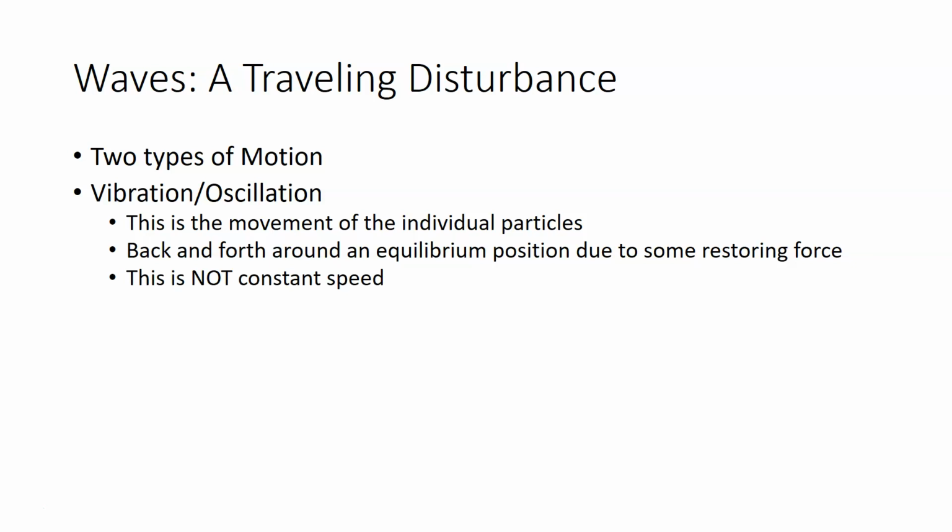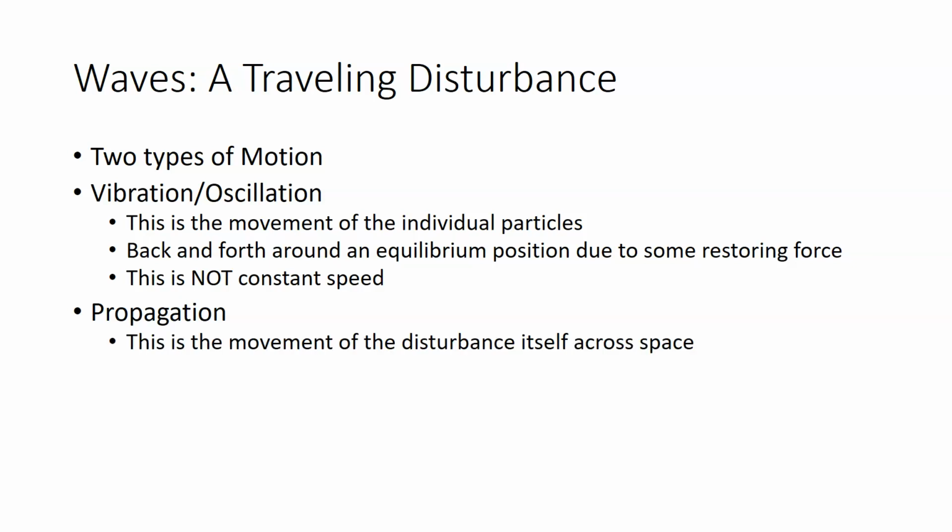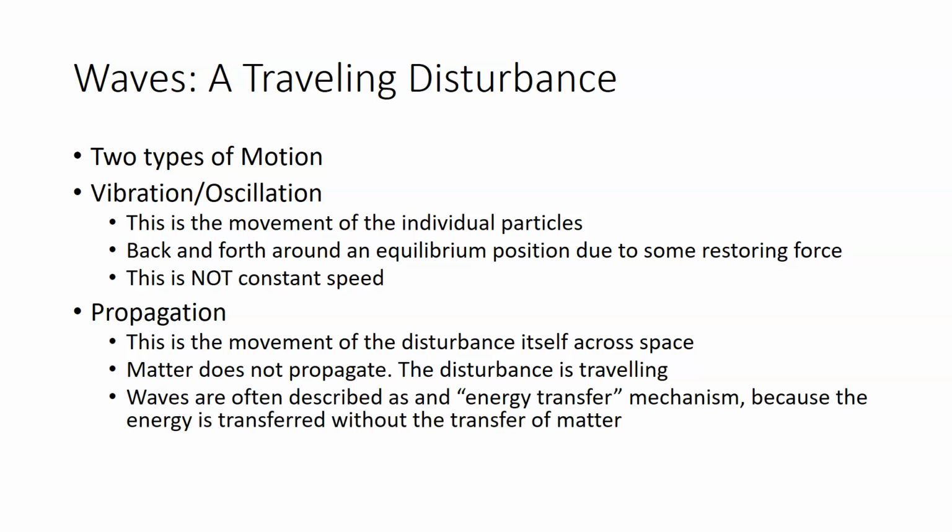Generally, this is not constant speed, as you guys know from an oscillation. The individual particles in almost a sinusoidal way do not travel at constant speed. It's constantly changing speed. Propagation is what we call the movement of the disturbance throughout space from one point to another. The key is it's the movement of the disturbance itself and not the movement of the medium. The matter does not propagate. It's the disturbance itself that travels.